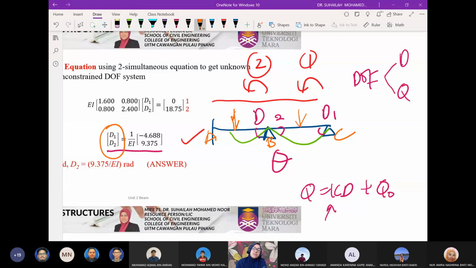Sebab dia tangent ni. Theta at C. Apa theta at C ni? D1 tu, theta at C yang ni. So yang ni adalah theta at C. Kita ikut apa kita label.